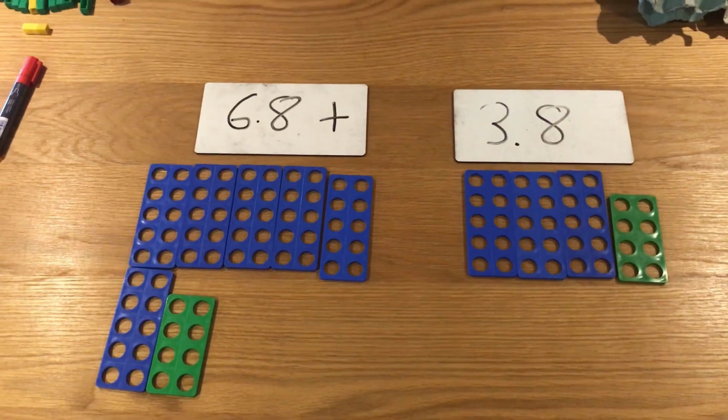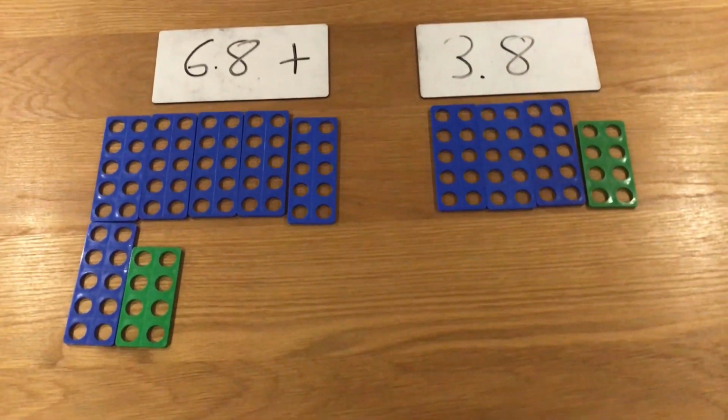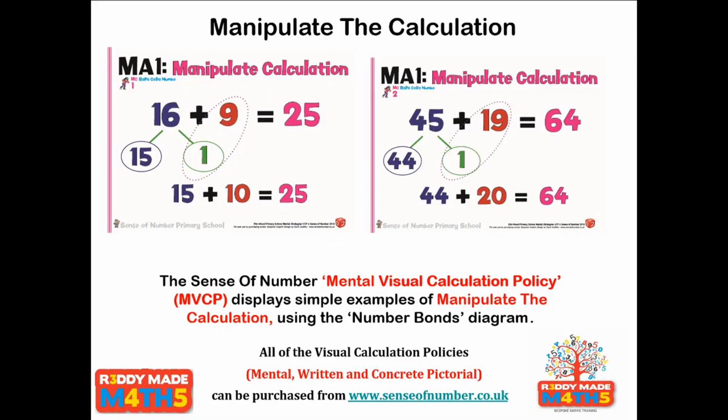And as children move into year 5 and 6, we need to encourage them to start to see decimals in the same way that they see 2-digit numbers. There is no official way to record and manipulate the calculation, because it obviously depends on what you want to do yourself when you see the numbers. But this is just a simple way of using the number bonds diagram.